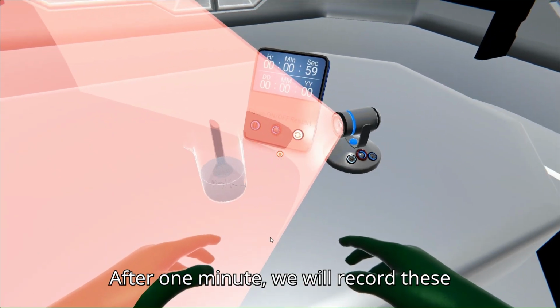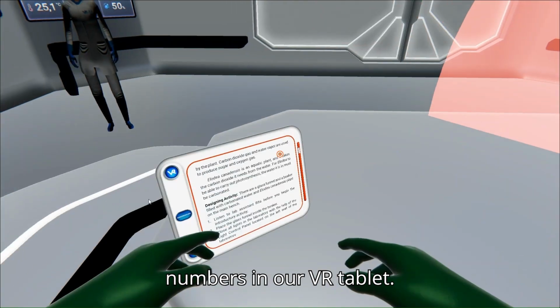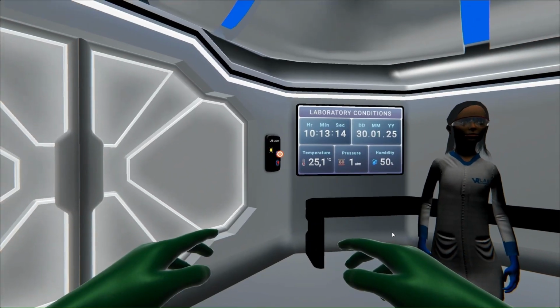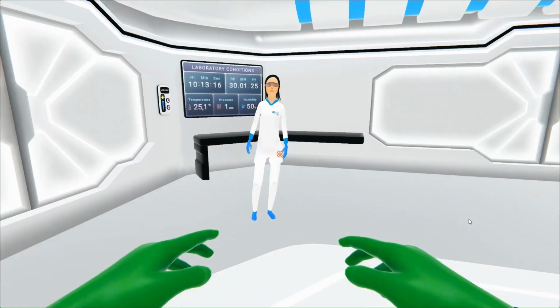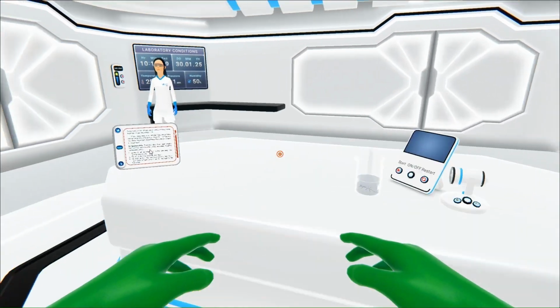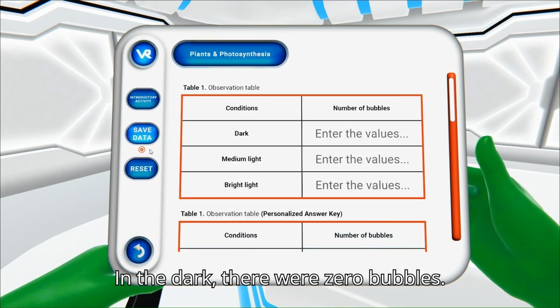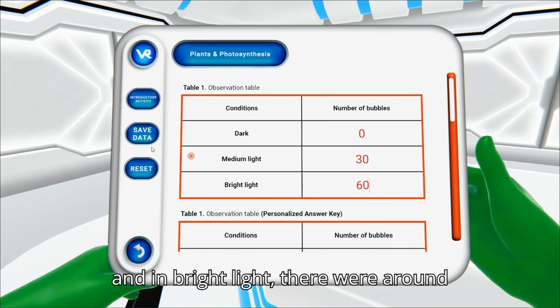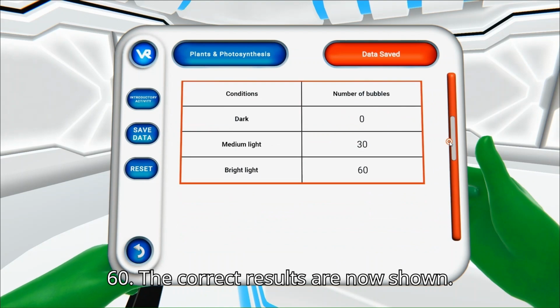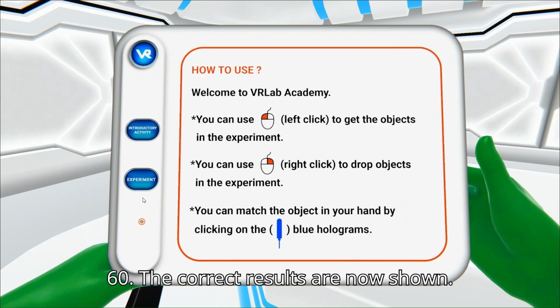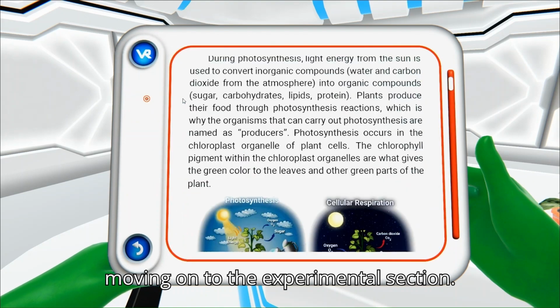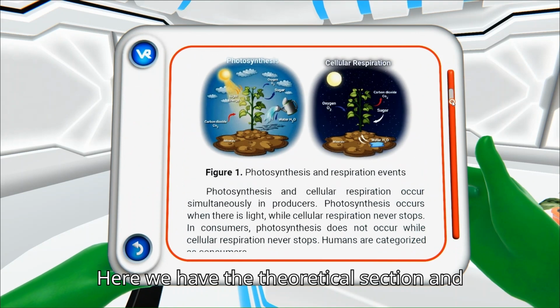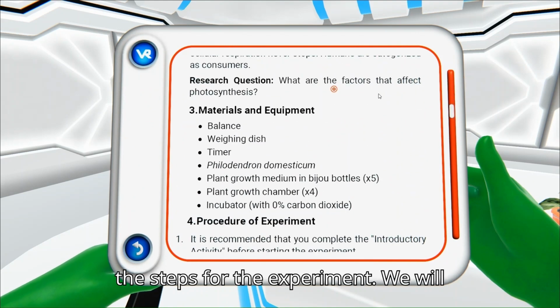After 1 minute, we will record these numbers in our VR tablet. In the dark, there were 0 bubbles. In medium light, there were around 30, and in bright light, there were around 60. The correct results are now shown. Now, moving on to the experimental section. Here we have the theoretical section and the steps for the experiment.